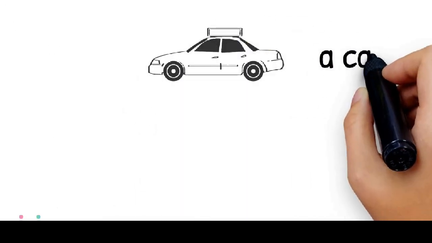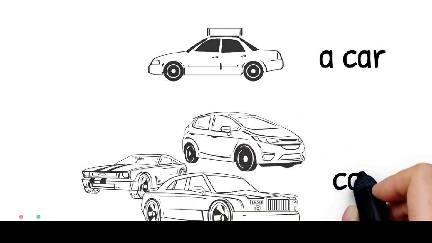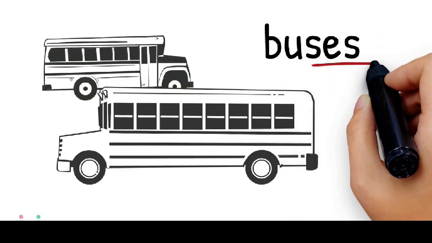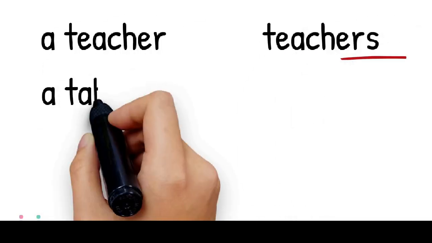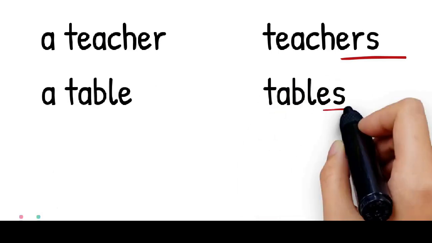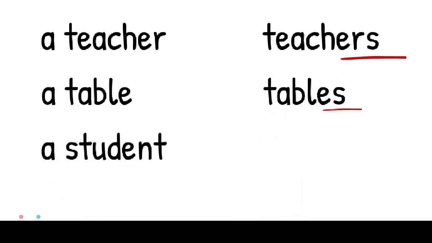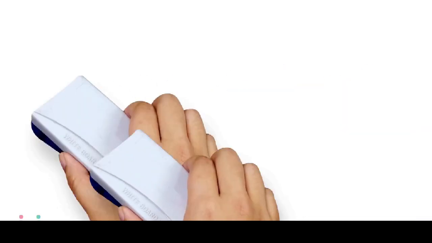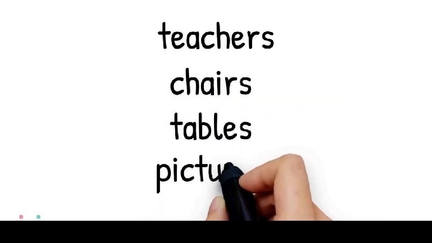In English, to make a noun plural, we add s to it, and sometimes es. A teacher, teachers. A table, tables. A student, students. A chair, chairs. Notice that we don't use a with plural nouns. Teachers, chairs, tables, pictures.